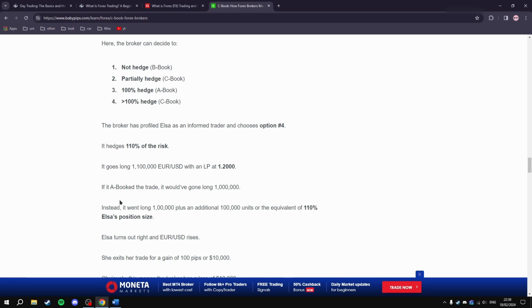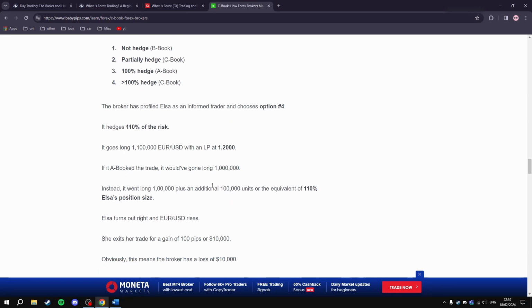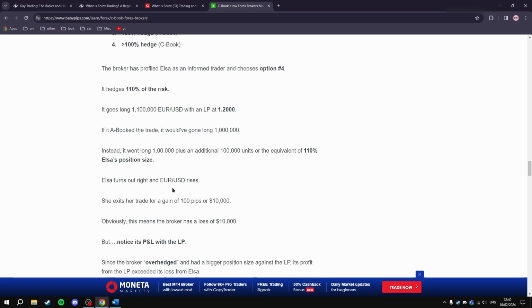If it A booked the trade, it would go long 1 million. Instead, it went long 1 million plus an additional 100,000 units, or the equivalent of 110% of Elsa's position size. Elsa's trade turns out right and EUR/USD rises. She exits the trade for a gain of 100 pips or $10,000.